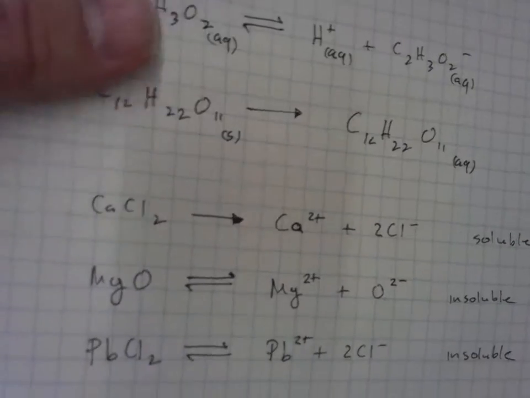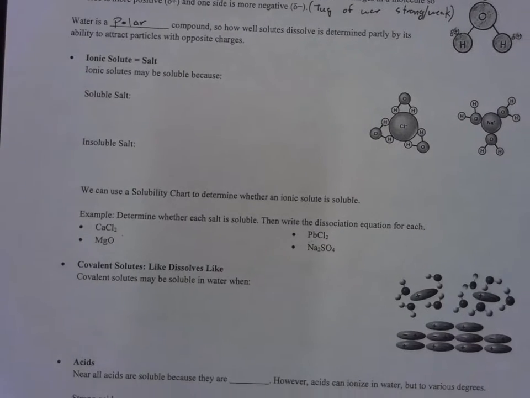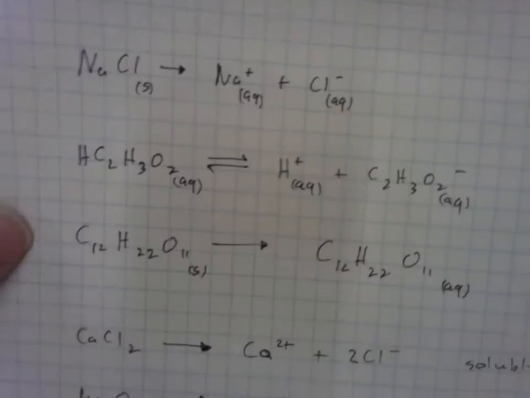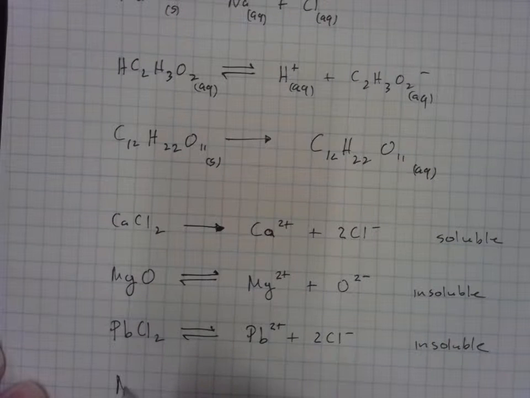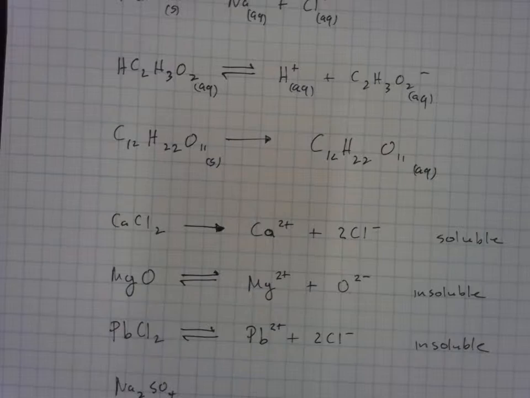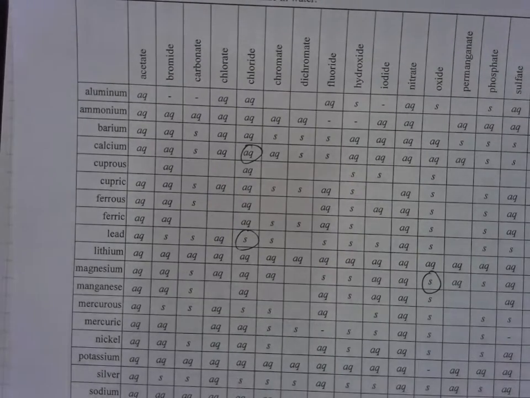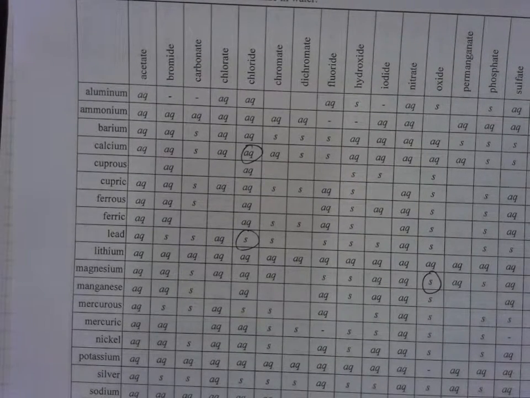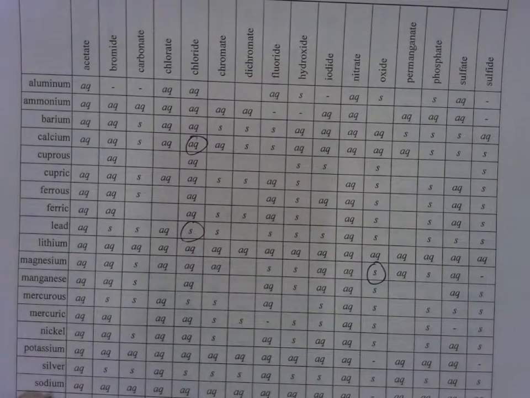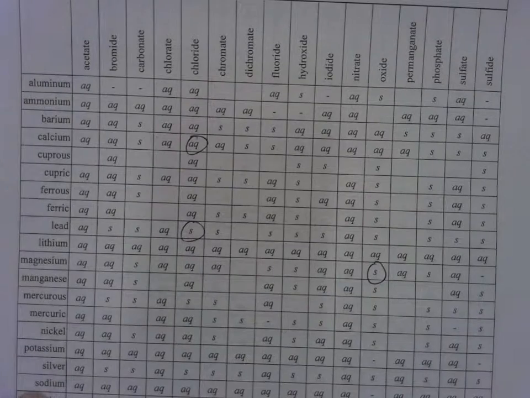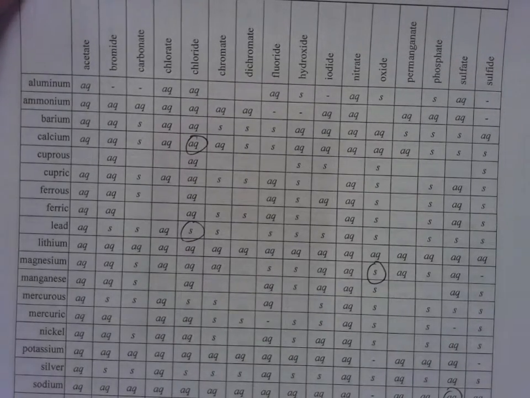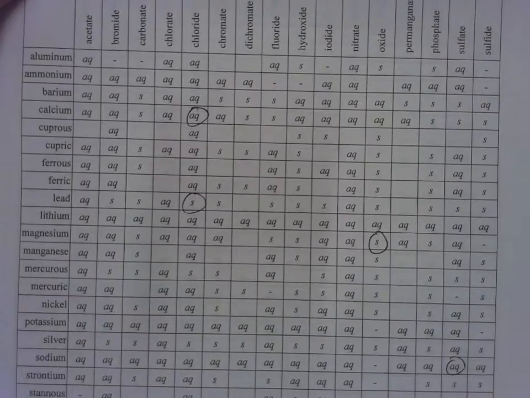And lastly, the last one we have is sodium sulfate. Let's write that out. Let's go back to our solubility chart. Find sodium, and there we go. Now let's find sulfate. Sulfate's all the way over here at the very end. I don't even know if it's on the screen. There it is. Sodium sulfate is aqueous. That means it is in fact soluble.